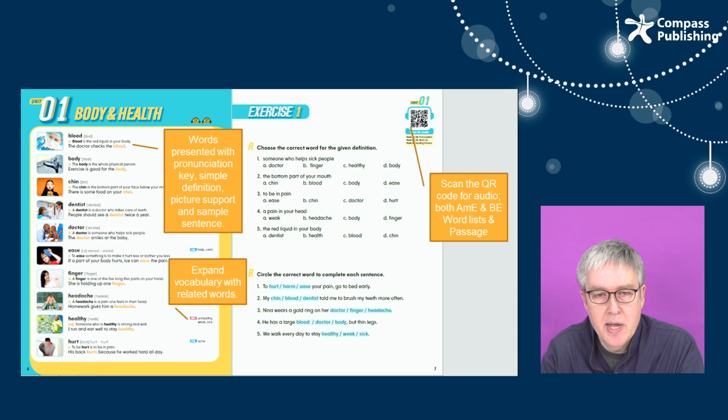But there's also audio, so they can scan the QR code in the upper right-hand corner of the next page to get the audio for all of those words in British English and American English. There's also a simple definition. Like I said, it's not a dictionary definition. It's enough to get them to understand the basic meaning of the word. There's also a support picture and a simple example sentence that's related to the picture. So by putting those pieces of information together, they can understand the meaning of the word more deeply.